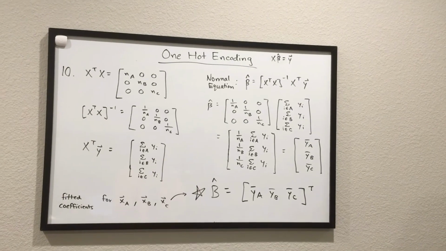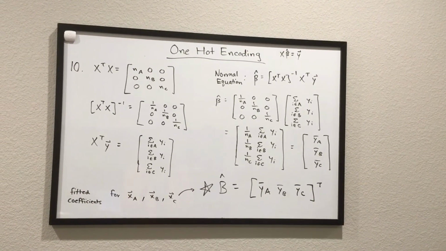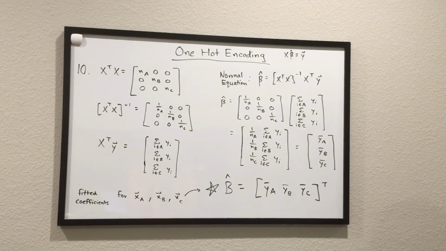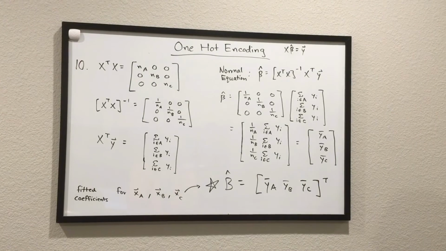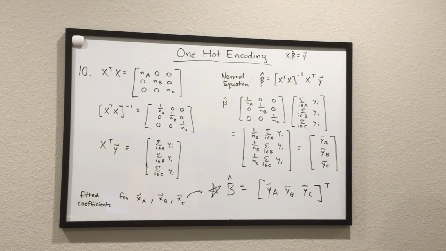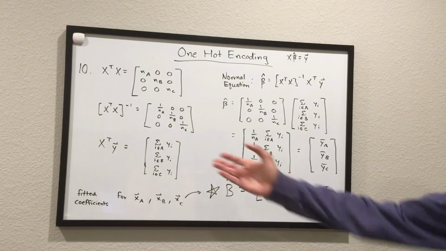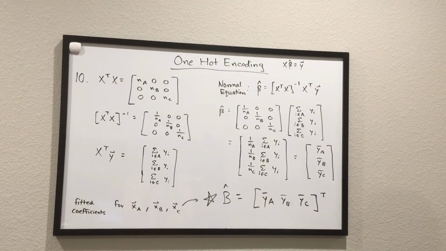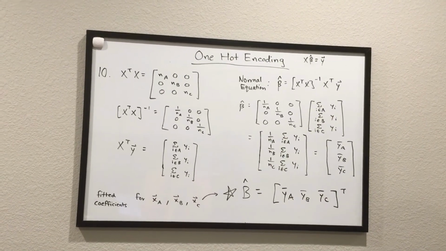Okay, question 10 on the worksheet. We're in the end game now, and correspondingly, I've done an ambitious crossover in which I've brought over all of our important results from the previous parts on one-hot encoding. We have a result for x transpose x, and we have a result for x transpose times our vector of labels y. Here I've also written down the inverse of x transpose x.